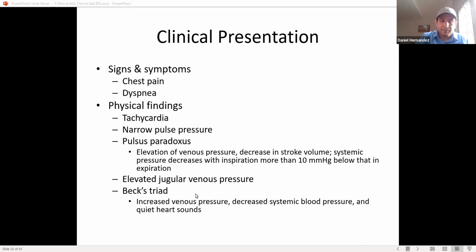So that's Beck's triad. We have increased venous pressure, as evident by jugular venous distension, decreased systemic blood pressure, and quiet heart sounds. So, Beck's triad.